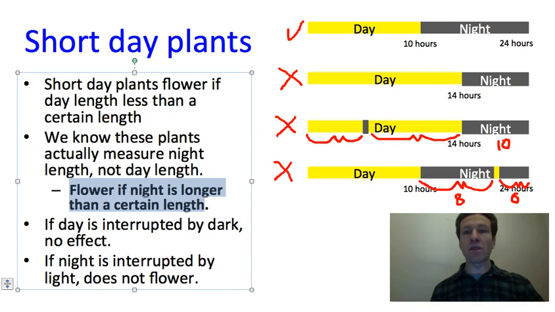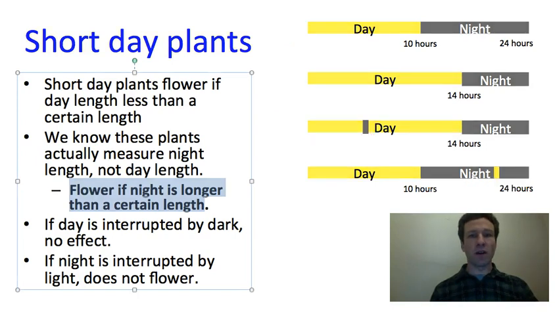So in all 3 of these lower cases, it doesn't flower, because in all 3 of them, it does not get the requisite 14 hours of darkness that is necessary. So to summarize all of that, short day plants are really long night plants, and all that matters is whether the night is as long or longer than the threshold necessary to flower.